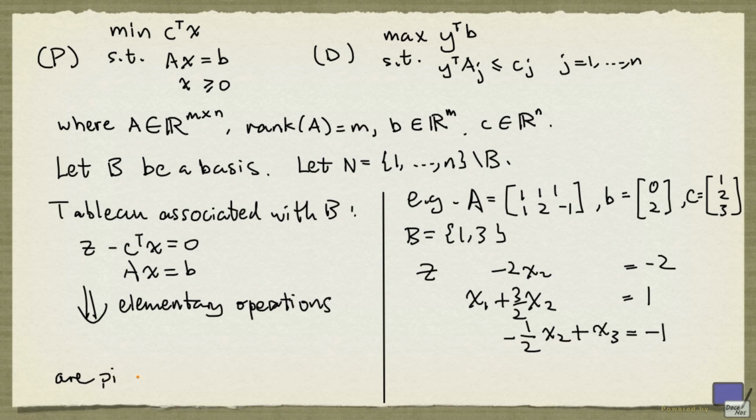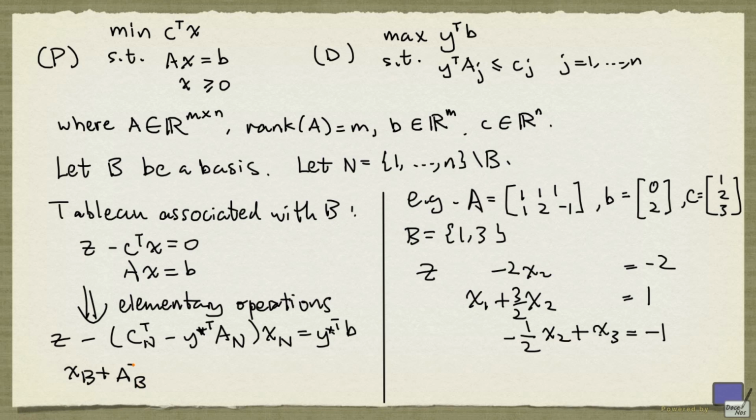And symbolically, the tableau can be represented as follows. z minus (c_N transpose minus y star transpose A_N) x_N equals y star transpose b, and x_B plus the inverse of A_B times A_N times x_N equals the inverse of A_B times b, where y star transpose is given by c_B transpose times the inverse of A_B.